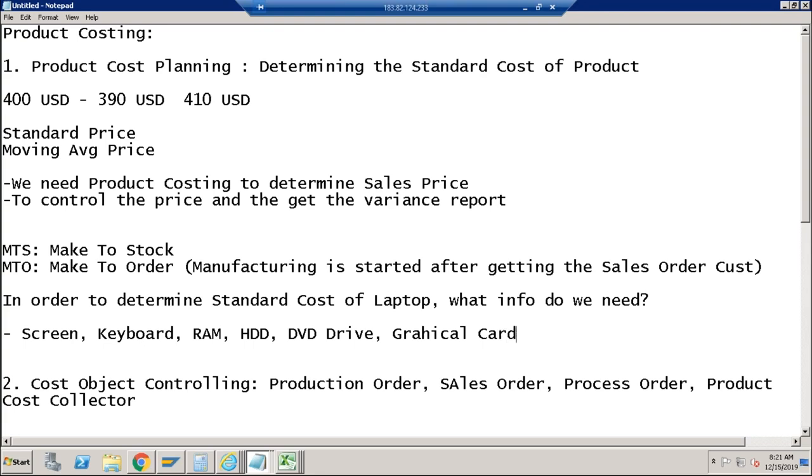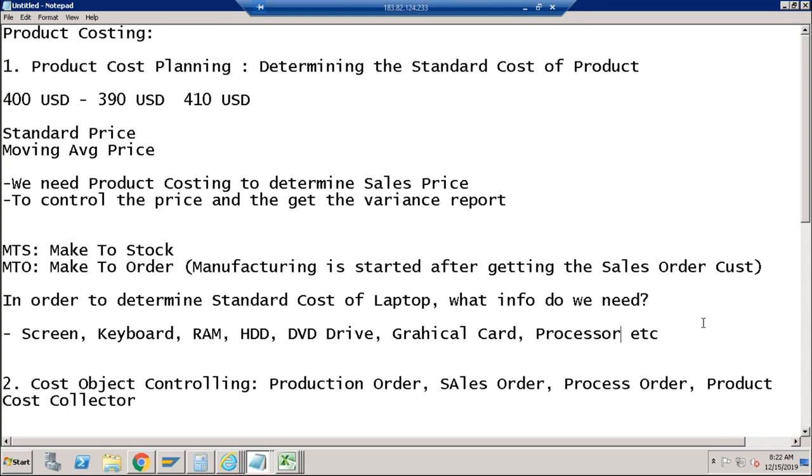If you want to manufacture a laptop, there are a lot of other things also. So you need a screen, a keyboard, a RAM, a hard disk, the DVD drive, the graphical card, and the processor, which is very important. Okay, so these are some of the things that you need. Now let's say I have provided all this material to you, what is the next activity?